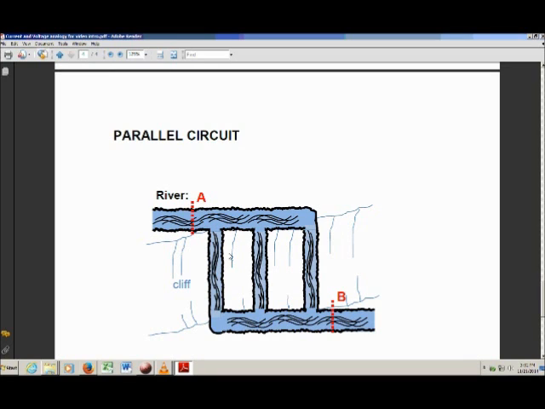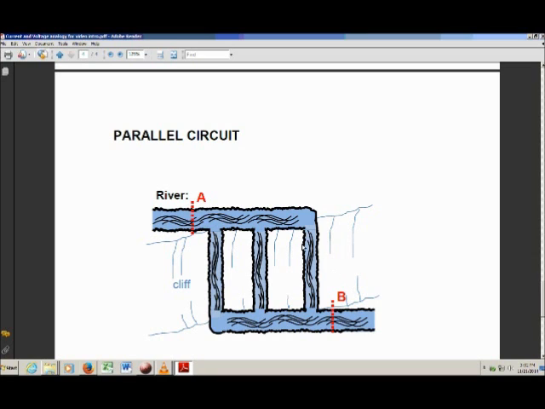However, we also know that if we add up the current from this branch and this branch and this branch, that should sum up to the total current. So what went in had to come out, and it only went through three streams. We got all that water back. So if you sum up this current plus this current plus this current, that equals the total current.